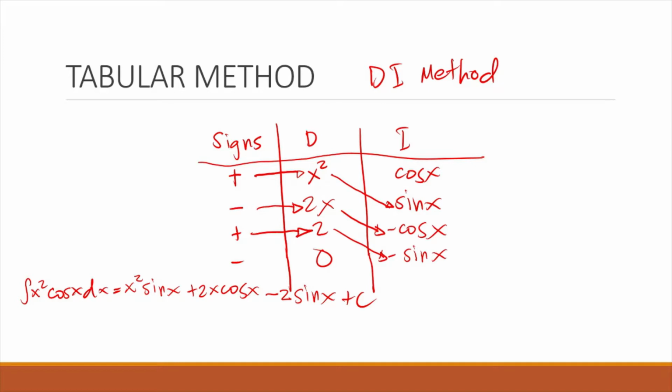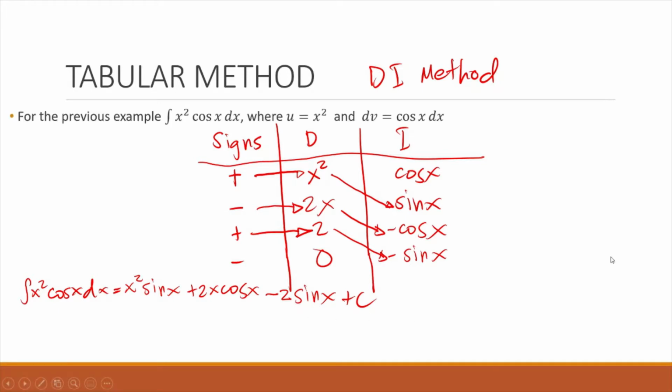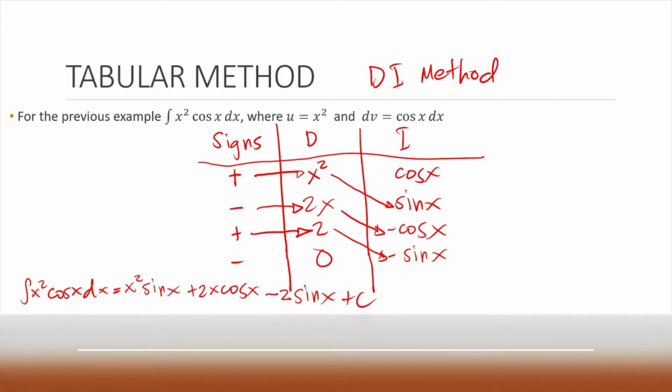So we have two more cases for the tabular method or the DI method. Okay, so for example, let's check this one. If this results to the same as the previous answer natin using the proper application of IBP, kumbaga. Okay, so let's see.